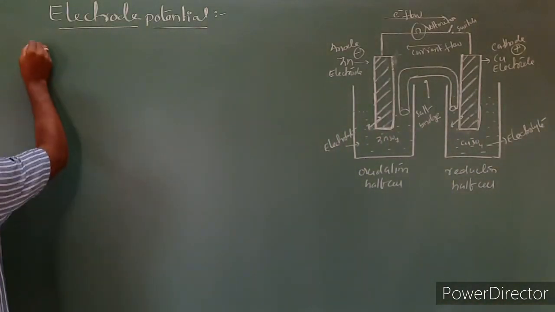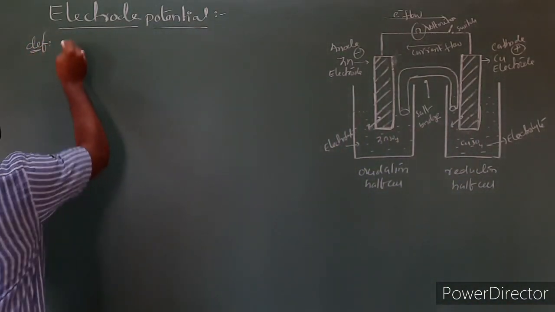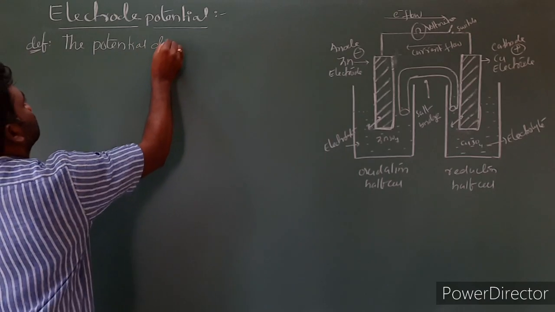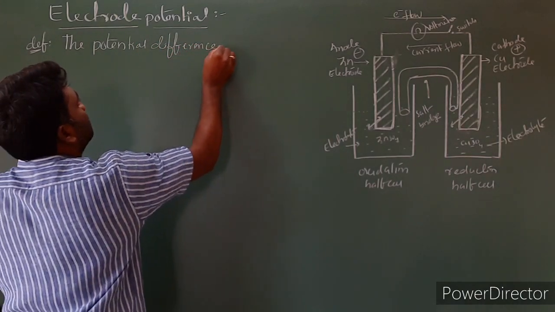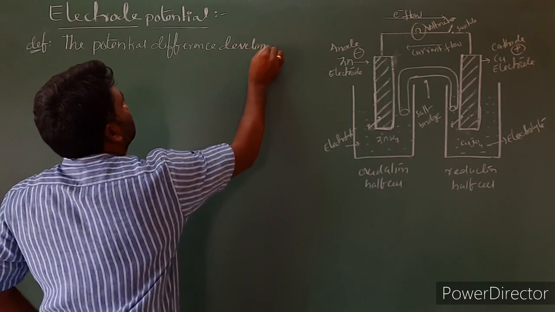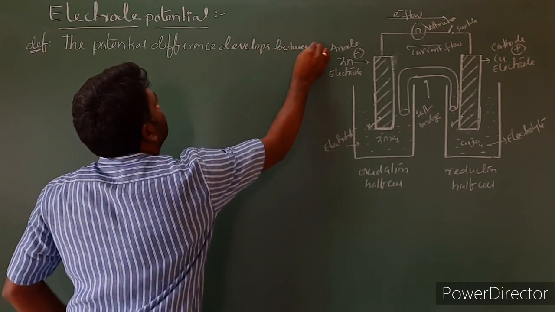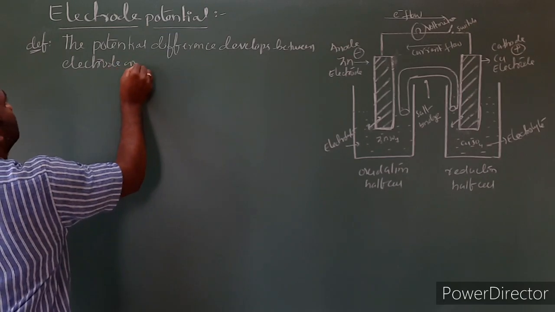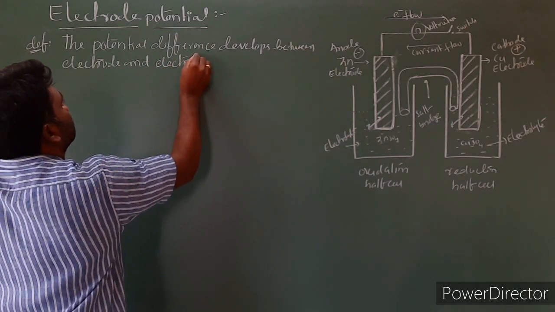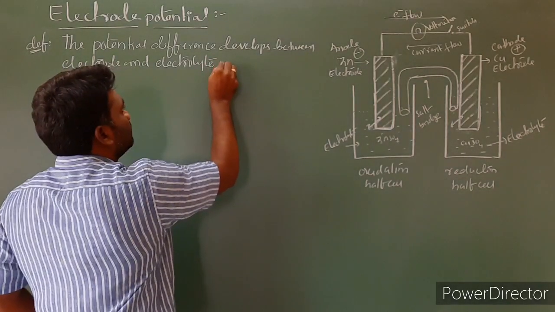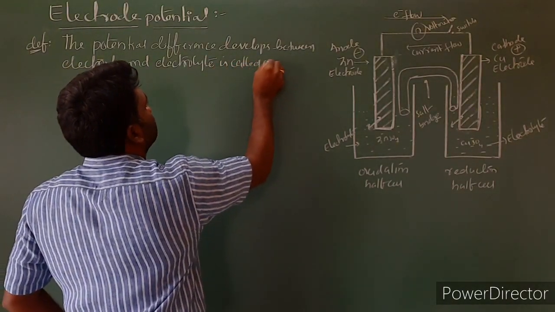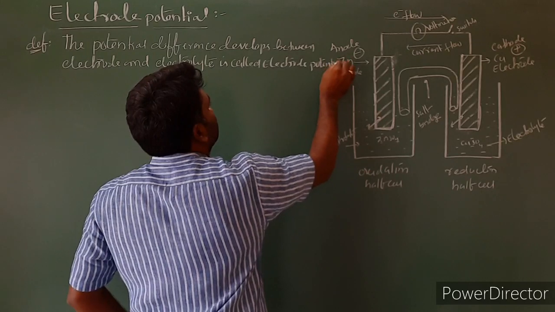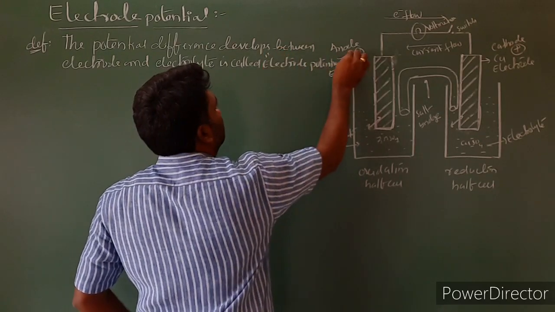Now let us read the definition. Definition of electrode potential: the potential difference that develops between electrode and electrolyte is called electrode potential.